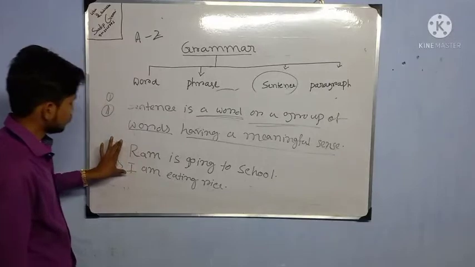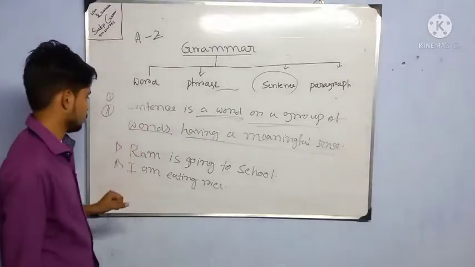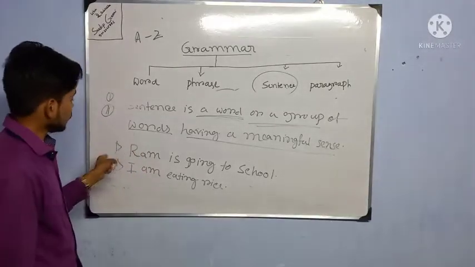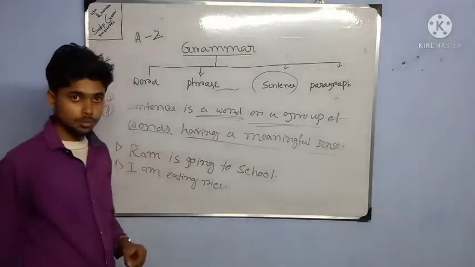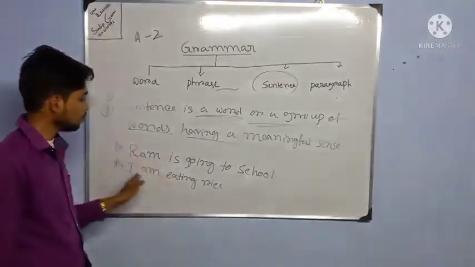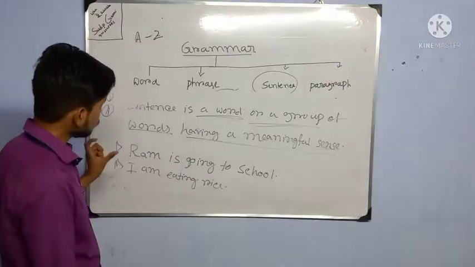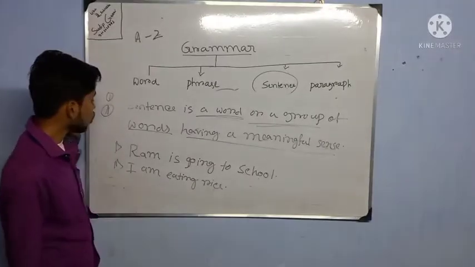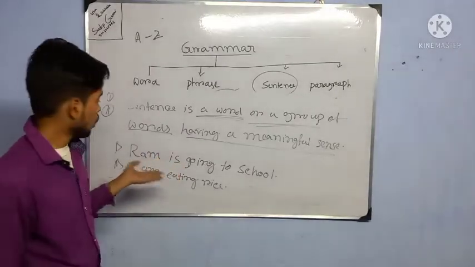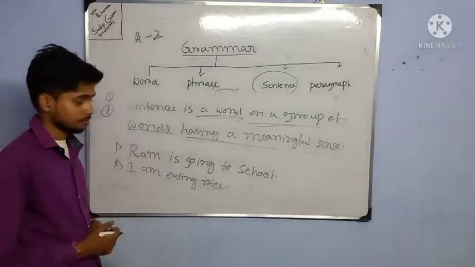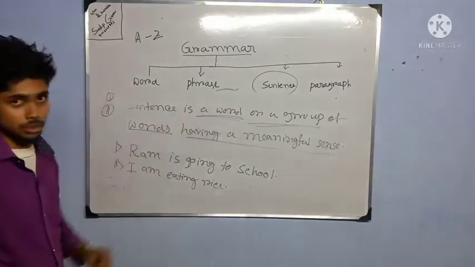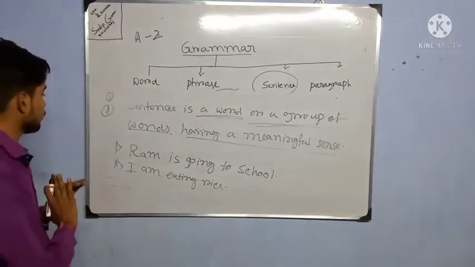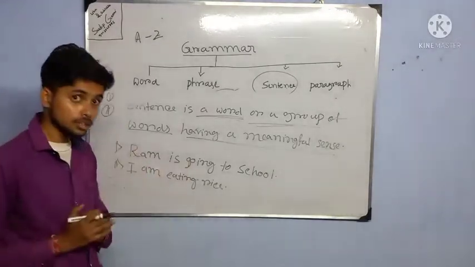I have written two examples of sentence. First, Ram is going to school, and second, Om is eating rice. So look at why we call these an example of a sentence. Look at the condition. If the condition is fulfilled, blindly we can say this is an example of a sentence.